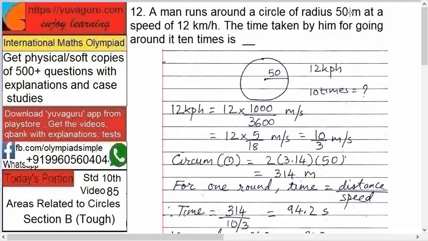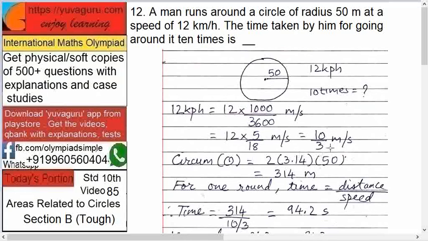Why? Because radius is in meters and speed is in kph. So convert kph to meters. How do we do it? Here 12 into 1000 upon 3600 meter per second, because 1 kilometer is 1000 meters and 1 hour is 3600 seconds. Here we also have 5 by 18 as a direct number, but every time remembering these numbers is a tough job. So always do the calculations on your part and it becomes easier. Okay, so 12 into 5 by 18, so you get 10 by 3 meter per second.